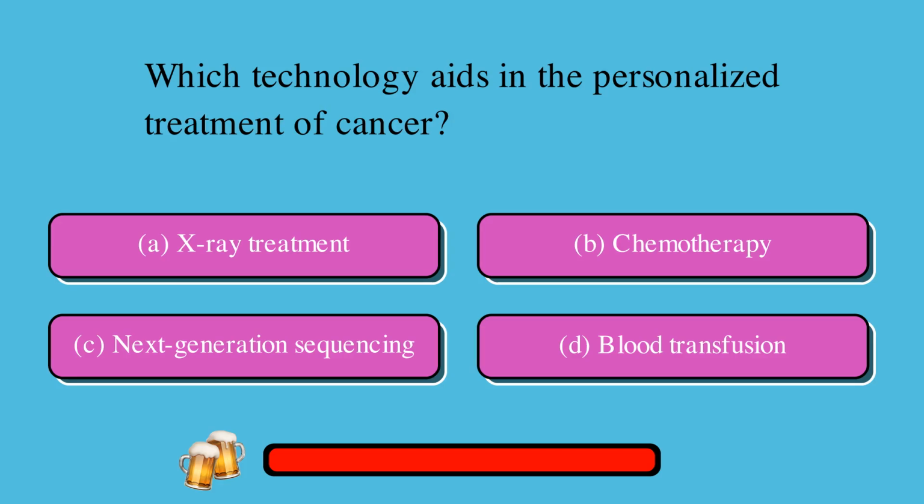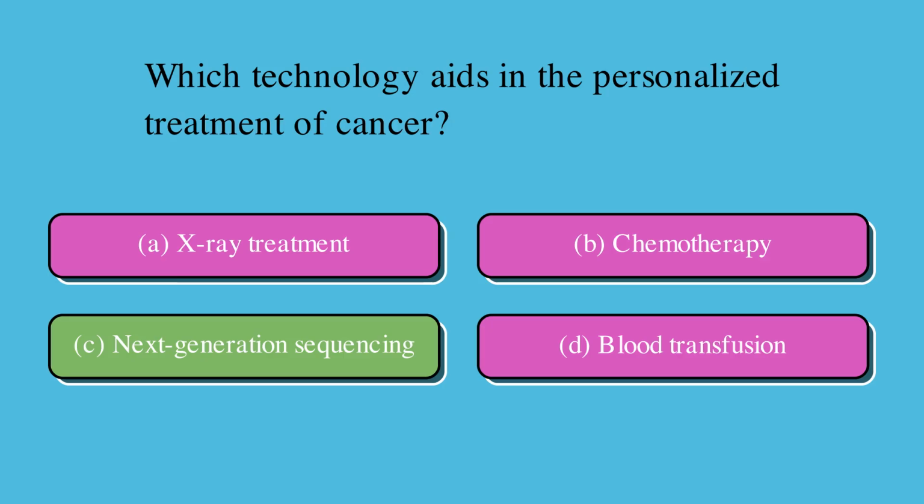Which technology aids in the personalized treatment of cancer? A, X-ray treatment, or B, chemotherapy, or C, next-generation sequencing, or D, blood transfusion? The correct answer is C, next-generation sequencing.